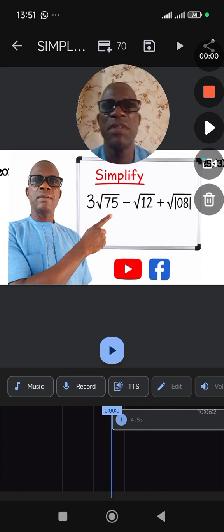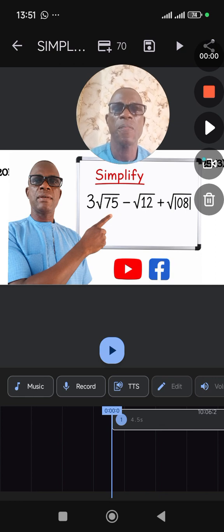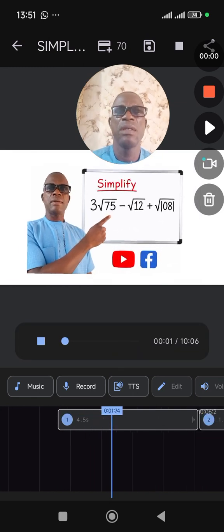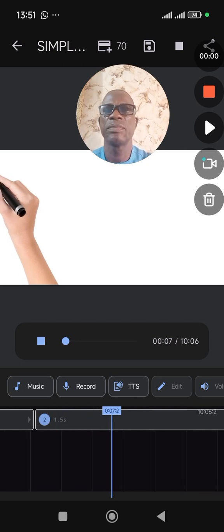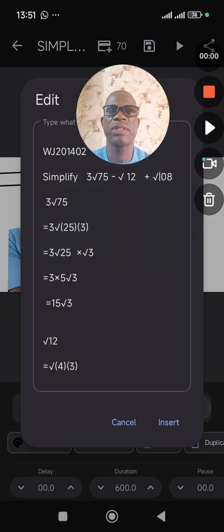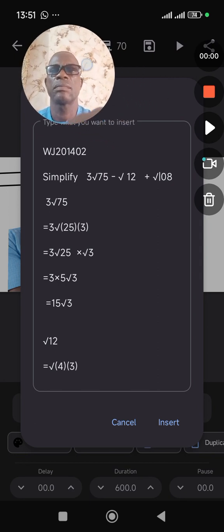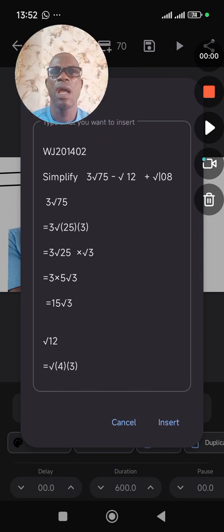The question on the screen reads: simplify 3 square root 75 minus square root 12 plus square root 108. The first thing we do in this question is to simplify each of the components of the question, which is 3 square root 75, minus square root 12, plus square root 108.